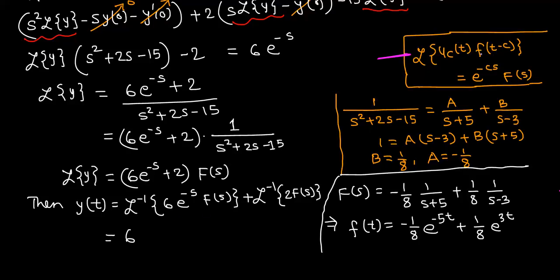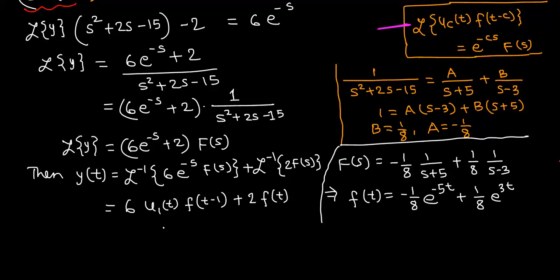So using this formula, we get the unit step function u_1(t) and f(t - c), so f(t - 1), where our little f is in fact here, plus this 2 outside, and the inverse Laplace of upper F is lower f(t), given here. That's how we get the final answer.